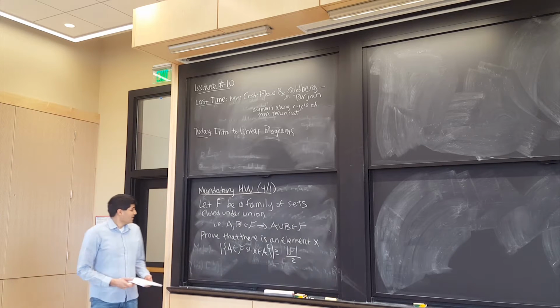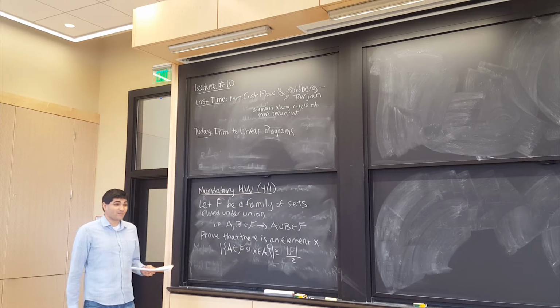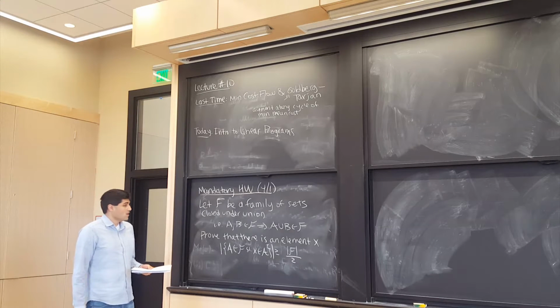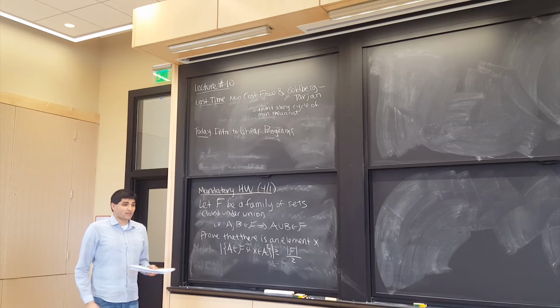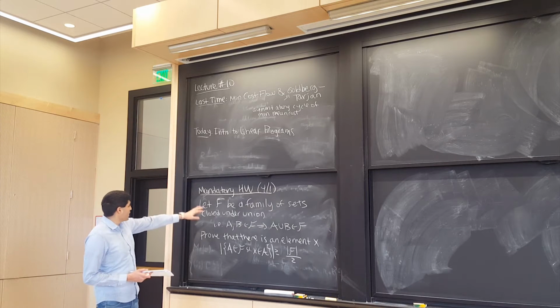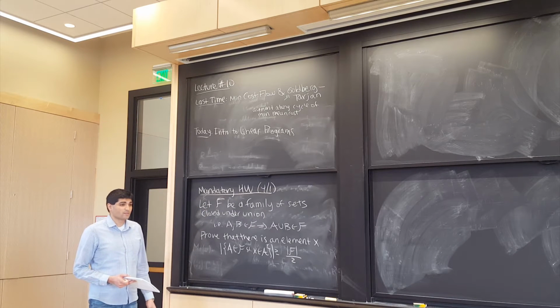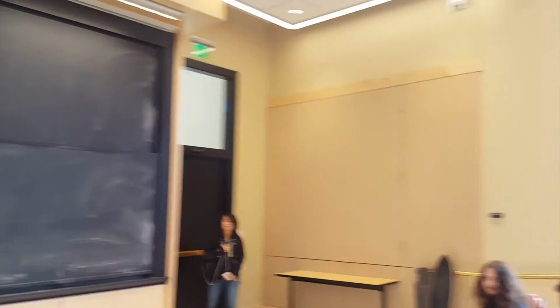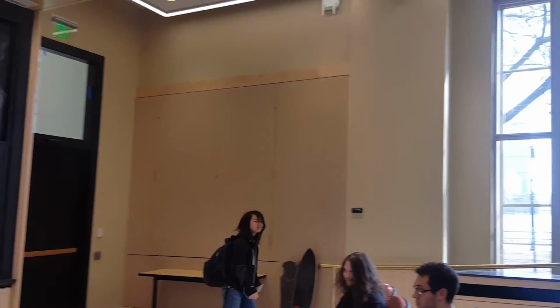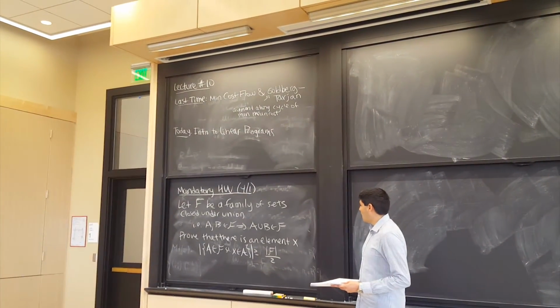All right. Finite number of elements? Is the universe finite? Let's say it lives in a finite set of elements. After all, it's a finite family of sets anyways. So just prove that there's an element that's in at least half of them. Due April 1st. So we'll move on to linear programs.